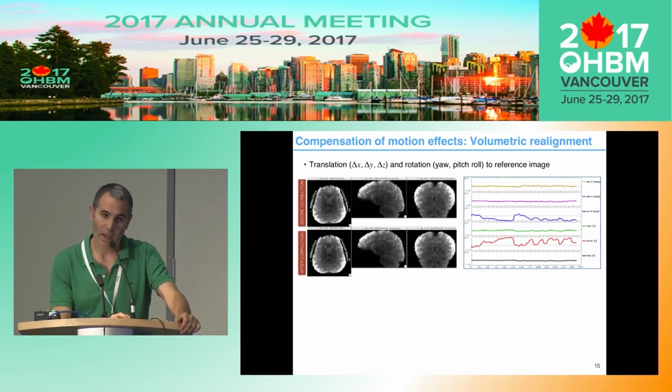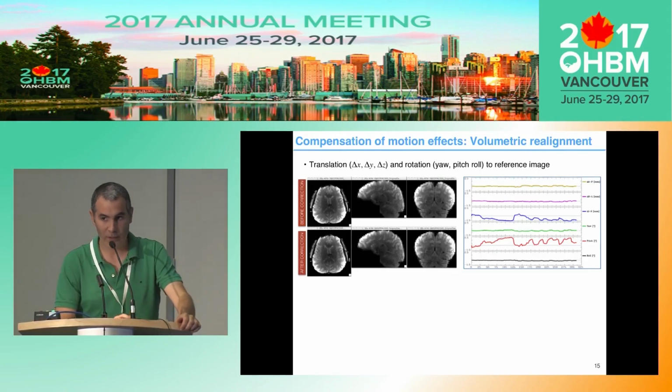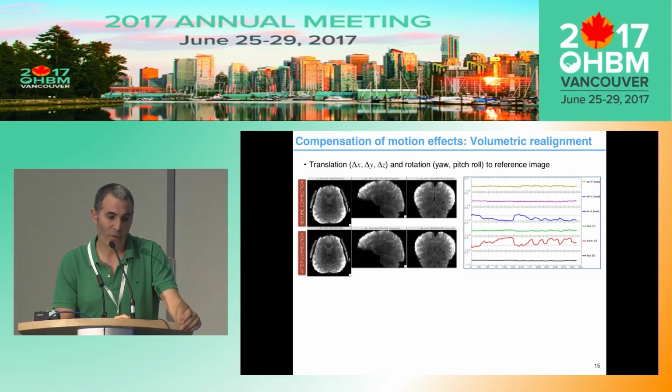And probably the most common one, in order, I will start with, is to try to compensate for motion-related effects. The most common practice is to do volumetric realignment, when we try to correct for displacements in the three directions, X, Y, and Z, and also in rotation. We register each of the volumes to a reference volume that we use as a reference.